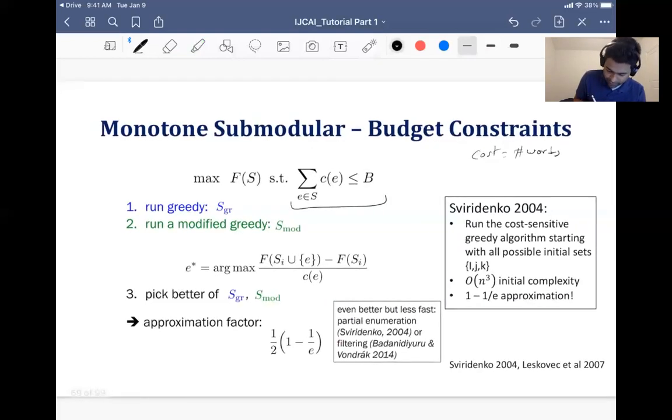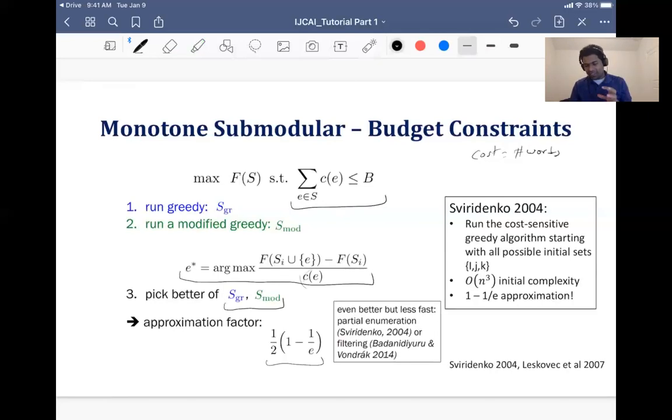This modified greedy takes e star equal to argmax of f of Si union e minus f of Si, divided by Ce, right? And actually, the theoretical guarantee requires that you run both the standard greedy, without the Ce in the denominator, and the modified greedy, and pick the better of them. And that has a half times 1 minus 1 over e.